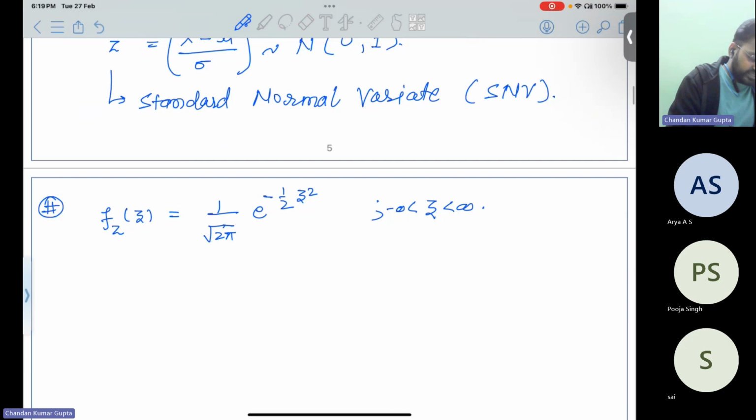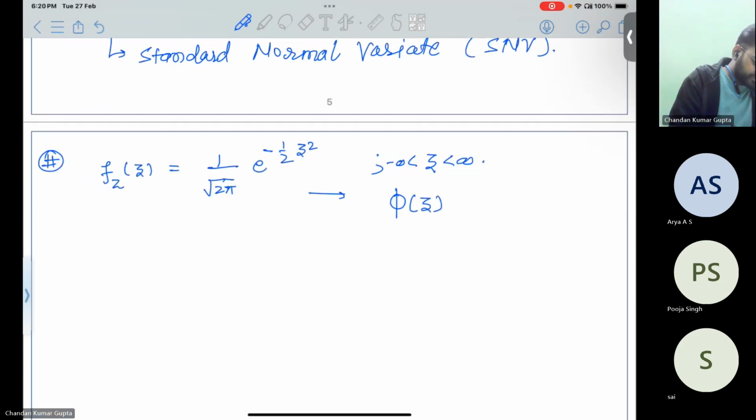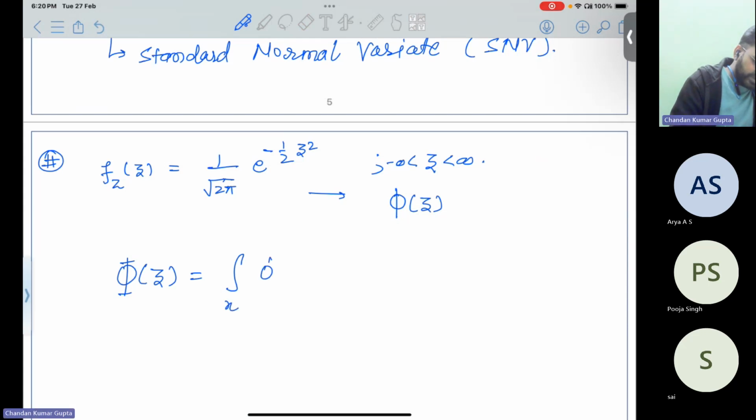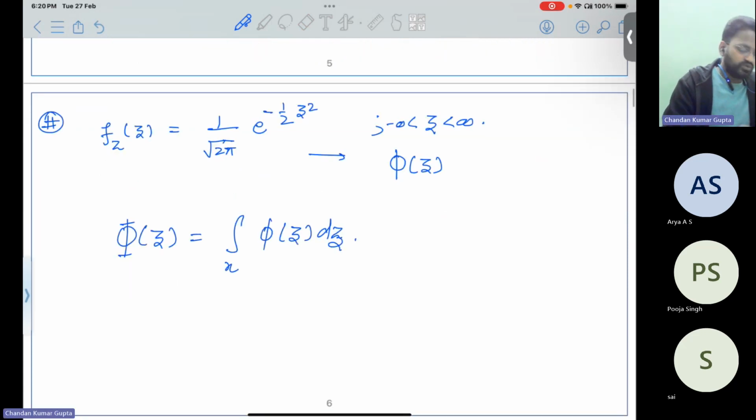Okay. So this distribution is also denoted as small phi z. It is a standard notation for denoting the PDF of a standard normal variable. And the CDF is denoted as capital phi, which is equal to the integral over x of small phi. Okay. So this is the case.